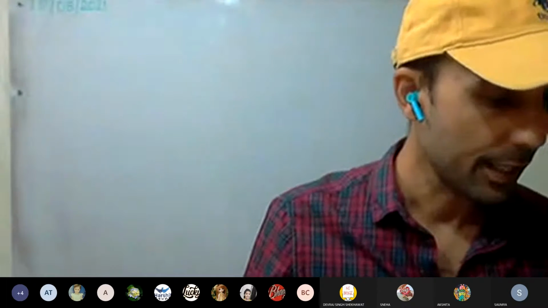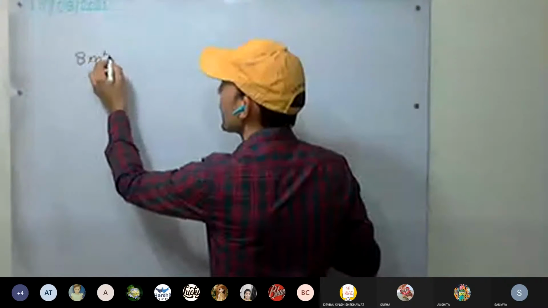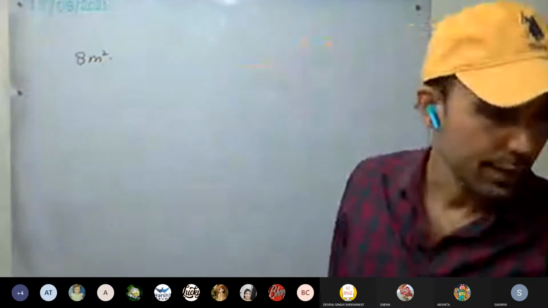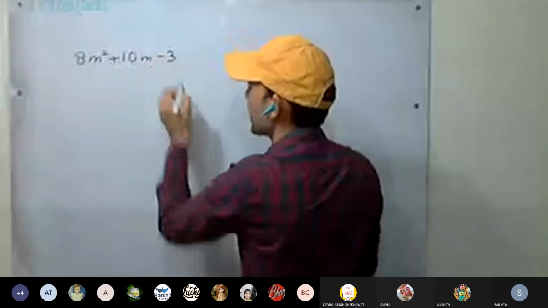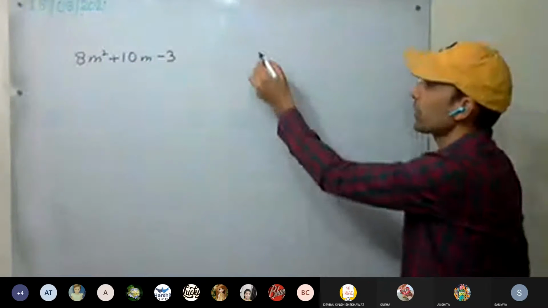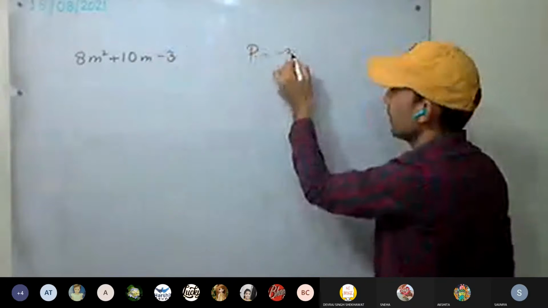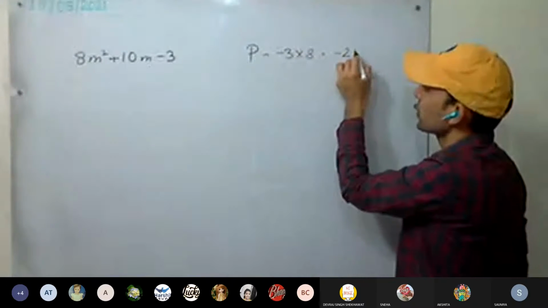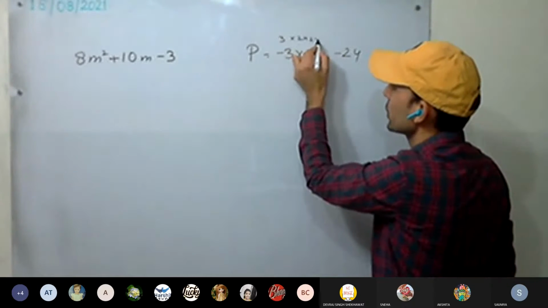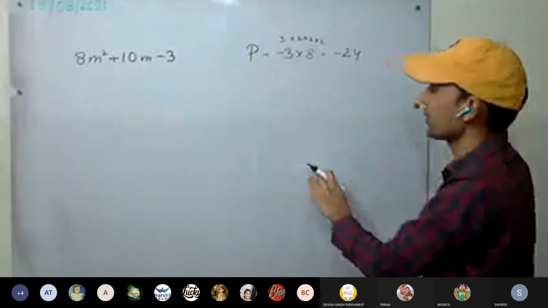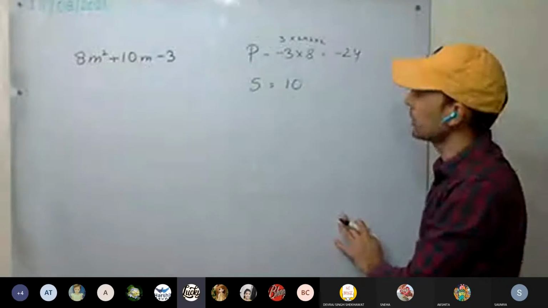Seventh first: 8m square plus 10m minus 3. This is given. It means the product must be how much? Product should be minus 3 into 8, that is minus 24. So factorize it: 3, 2 into 2 into 2. Minus sign we are keeping as such. Sum must be how much? Sum must be 10.